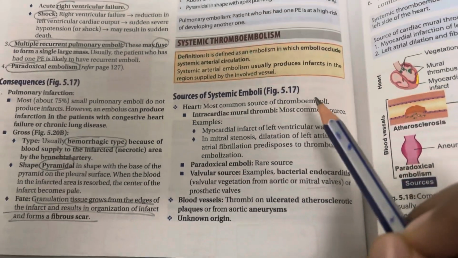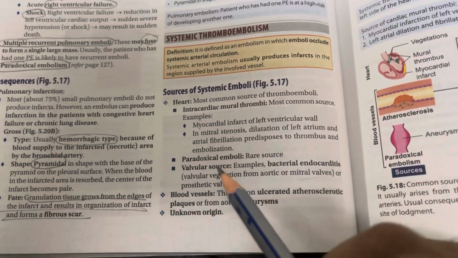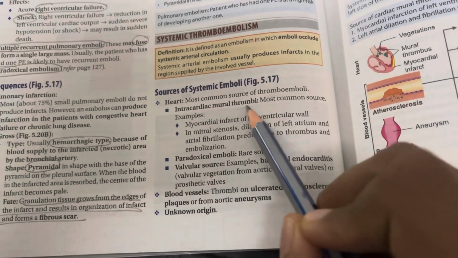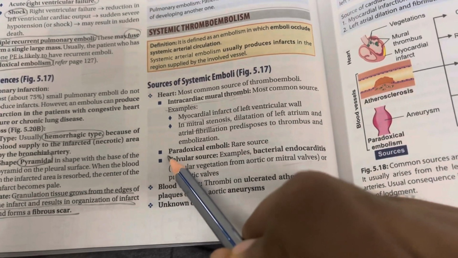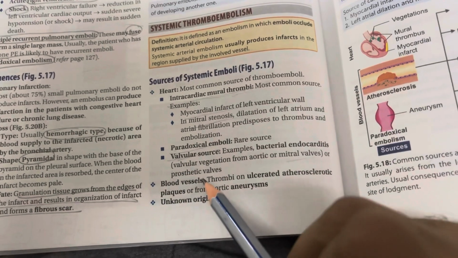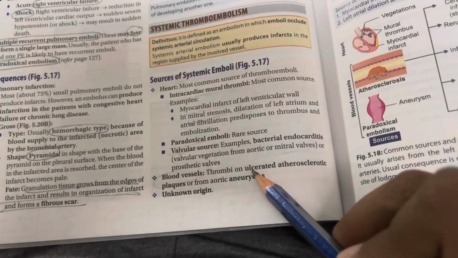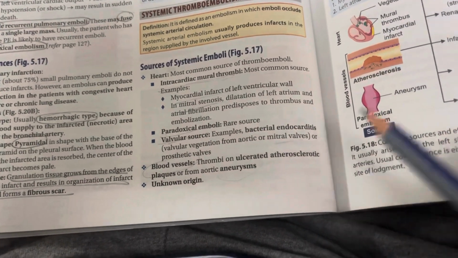Next, systemic thromboembolism. Sources of systemic emboli. You have heart. So intracardiac mural thrombi, you have myocardial infarction, mitral stenosis, etc. You have paradoxical emboli, valvular sources, etc. And blood vessels. Again, you have aortic aneurysms, you have atherosclerotic plaques, etc.